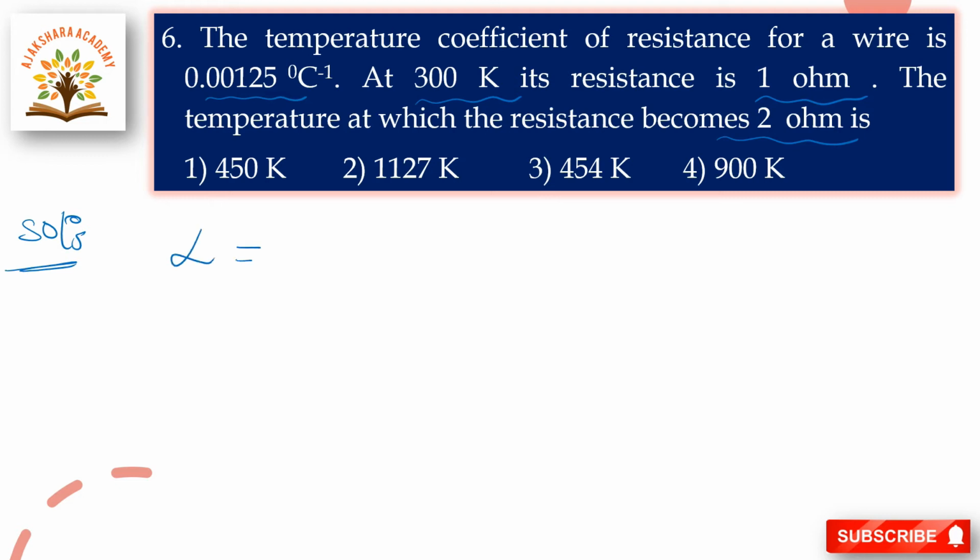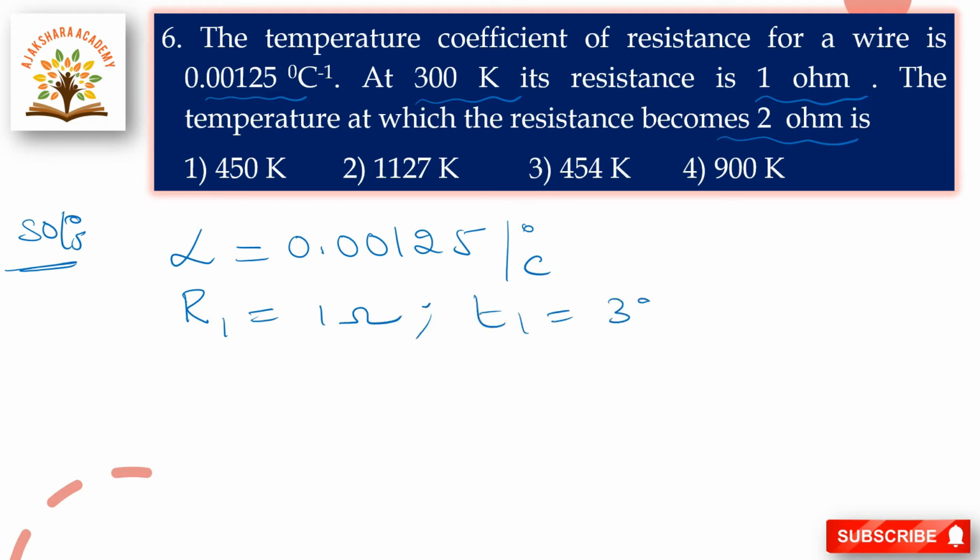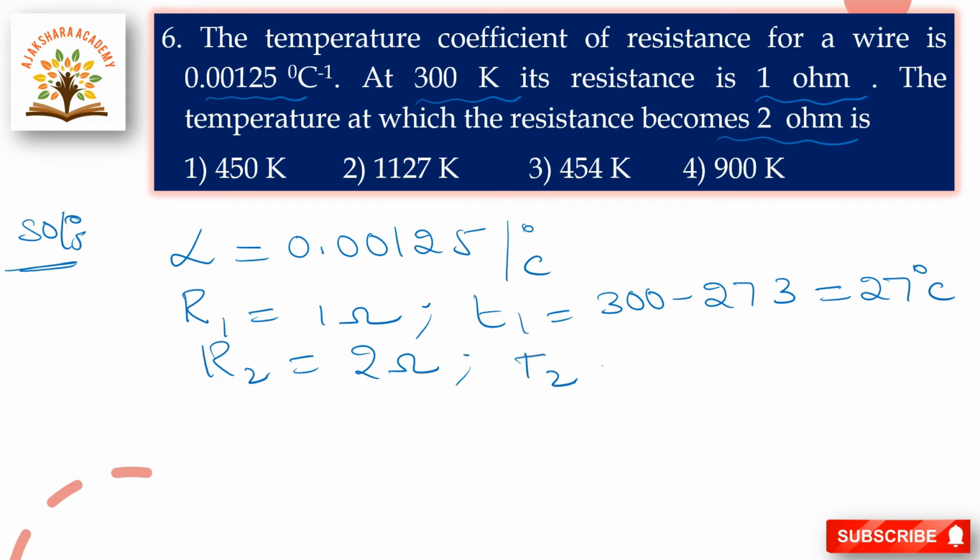Given alpha is equal to 0.00125 per degree centigrade, and R1 is equal to 1 ohm, T1 is equal to 300 minus 273, converting Kelvin to centigrade, so that is equal to 27 degree centigrade, and R2 is equal to 2 ohms. We have to calculate the temperature T2.